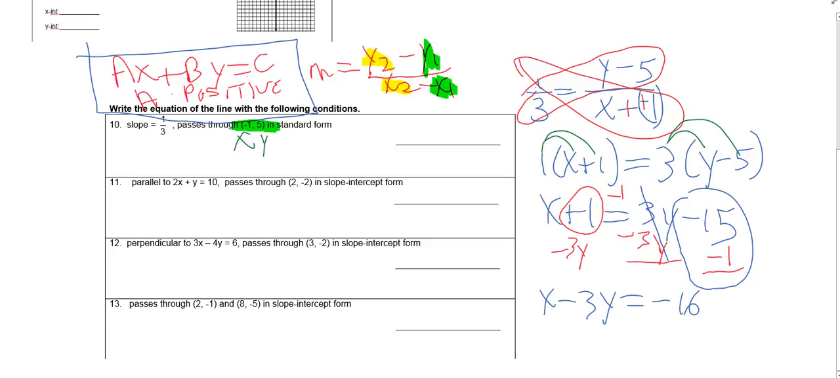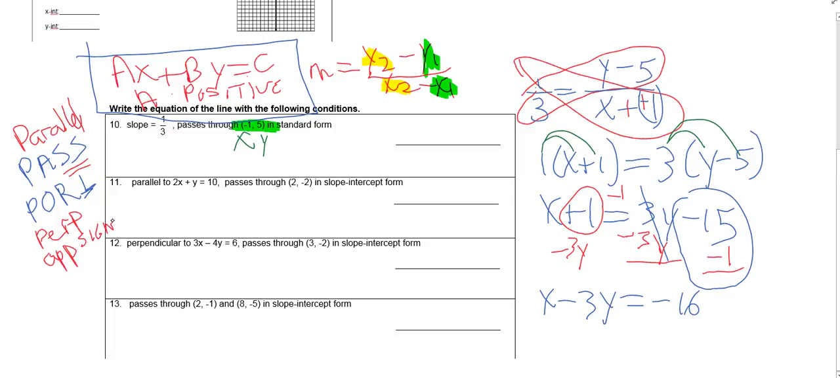Okay. I'm not going to do number 11. I am going to talk about it though, because number 11, if you remember that little memory device that we use, Passport, where this is the rule for parallel lines, and the SS there means same slope, and for the bottom one, the perpendicular relationship is that you have opposite signs.